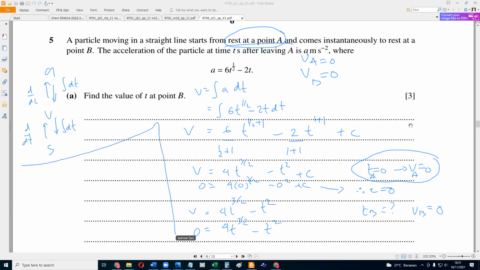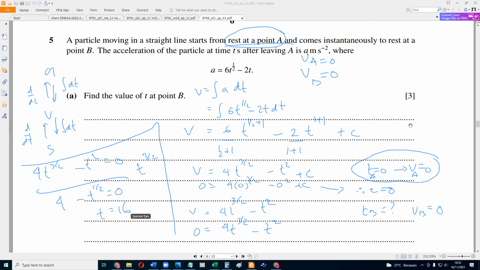I'm going to write them here. 4t^(3/2) minus t squared is going to be 0. You can divide this by t to the power of 3/2. So we have 4 minus t^(1/2) is 0. So t is 16.